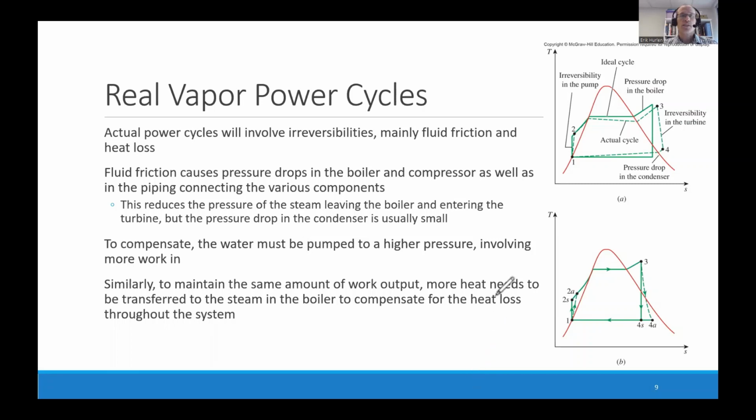These can be seen in these TS diagrams here, where the lines are no longer nice and horizontal or vertical due to the various losses and irreversibilities. These actual values can then be compared to the idealized isentropic values as shown on this other TS diagram down here, where you have isentropic and actual values for state 4 and state 2.